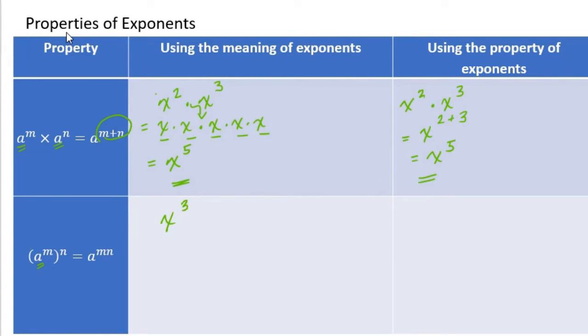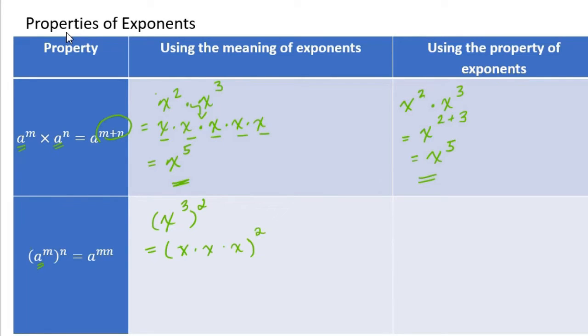Let's say we have x to the power of 3, and then I'm going to take all of that and further raise it to the power of 2. Again, in this column, I'm going to look at what this means by thinking about what x to the power of 3 is really telling me about x. Okay, well, it's really telling me that x is multiplied by itself 3 times. And outside the brackets, I'm still going to raise that to the power of 2.